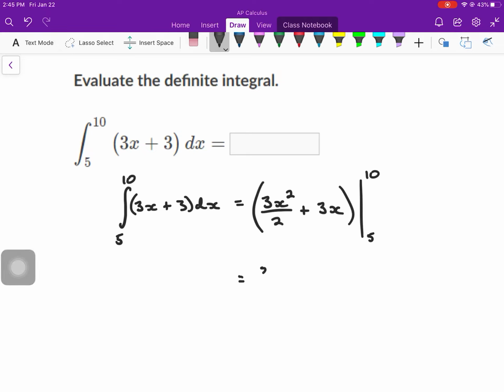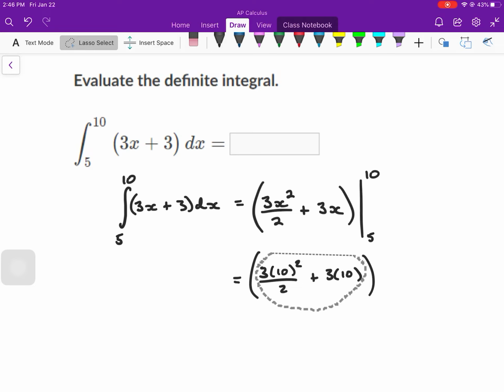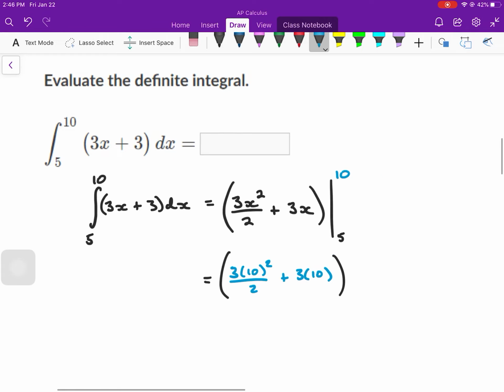So let's go ahead and plug those in. We'll have 3 times 10 squared divided by 2 plus 3 times 10. So that's for our left bound. Let me make this a little more clear, so I'm going to put a color for this one here. I forgot the 3. So that's going to represent plugging in the 10, our upper bound, right? That's the f of 10, f of b, and then minus f of a.